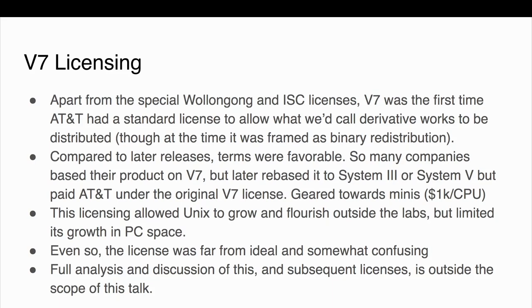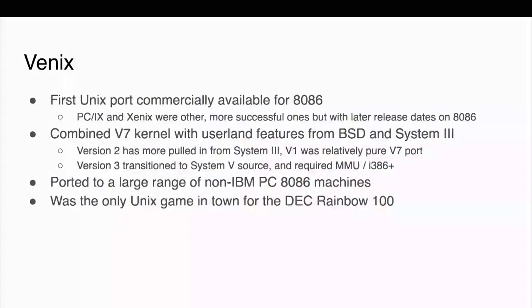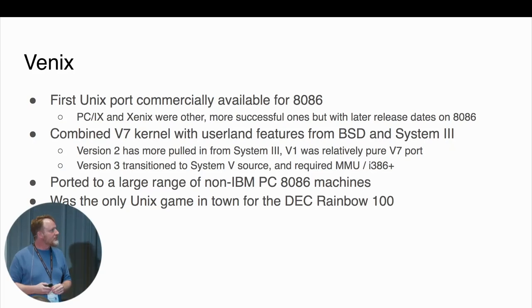And the only reason I mention this is I'm about to get into Venix, which was the first commercially available port for the 8086. And later versions pulled in from the different Unix lines. And it was unique. Most of the other 8086 ports were only for the IBM PC. This one targeted the dozens of different incompatible machines that came out about the same time as the IBM PC. And it was the only game in town for a DEC Rainbow.